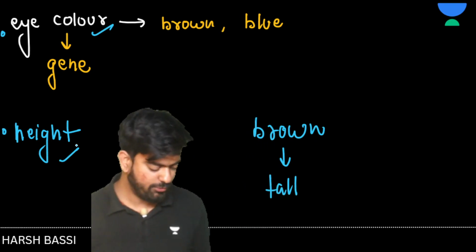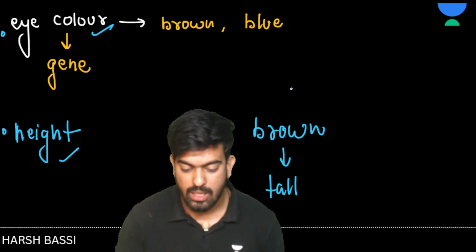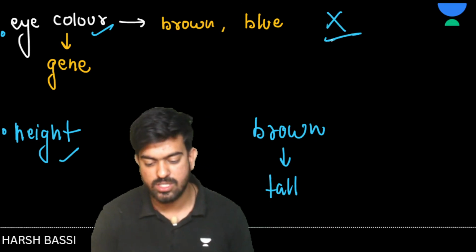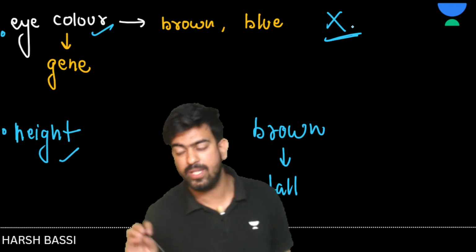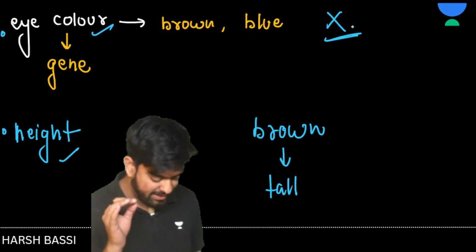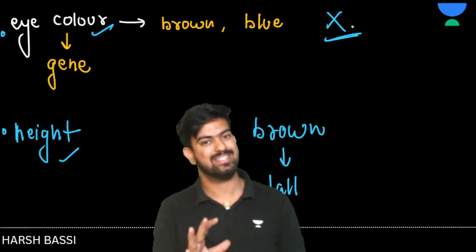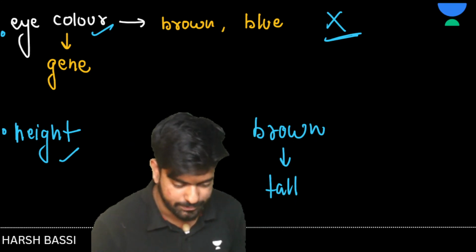Great. Should we move forward? Okay. So again, this thing was just for an example. In human beings, there is no relation between the eye color and the height. We have just taken this for an example. Clear to everyone? Okay, great.